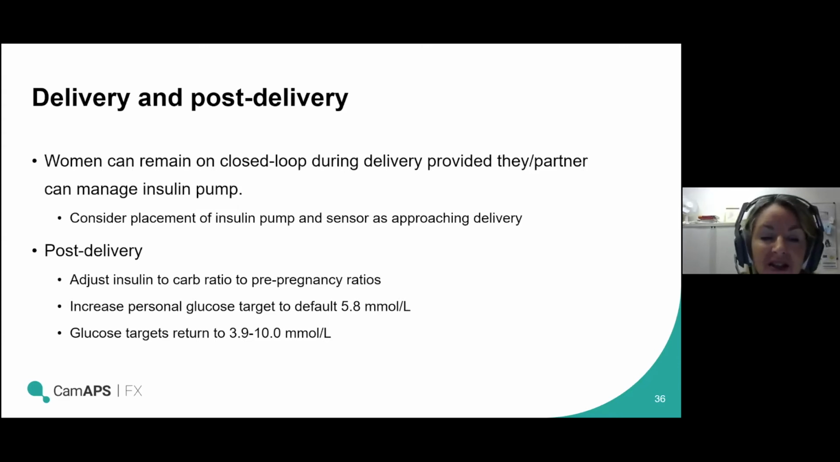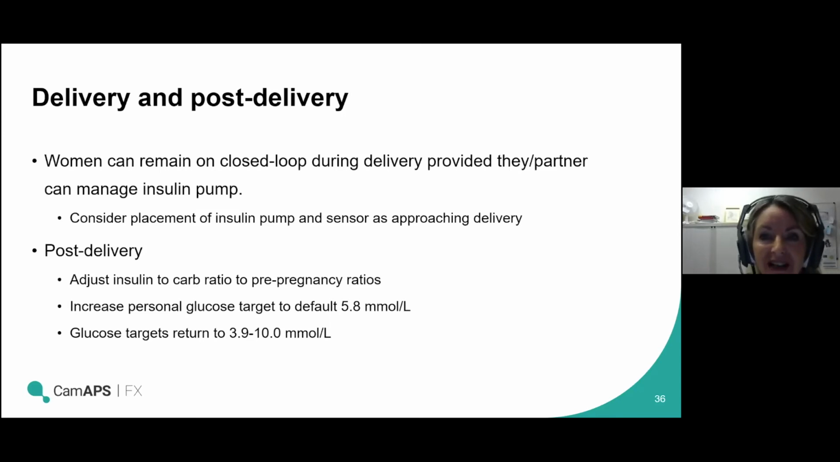Now, what we can do in terms of setting up the system to be ready to cope with the dramatic changes that are required after the baby's delivered, is getting the carb ratios ready from before. What we usually will do is, if women are fasting, many women now, of course, are delivering by cesarean, so they'll be nil by mouth the night before. So then we might raise the personal glucose target up to 5.8 from the midnight before.